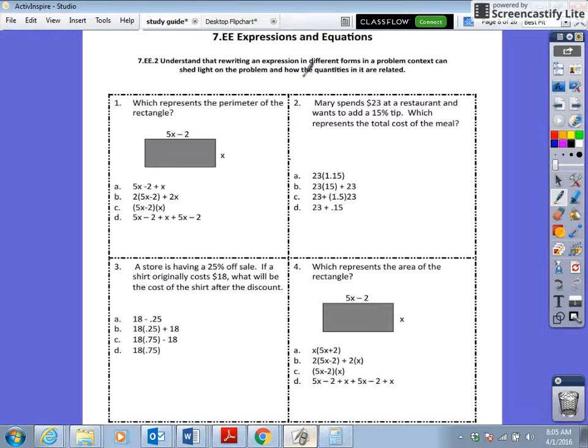Okay, so we are now at 7.EE.2, still expressions and equations, but now we're rewriting an expression in different ways.